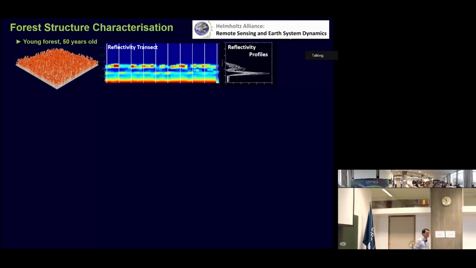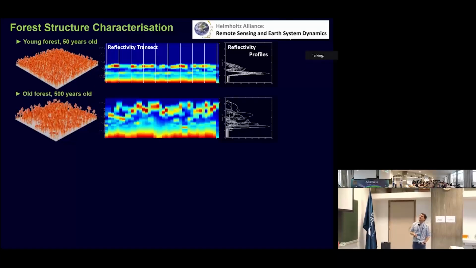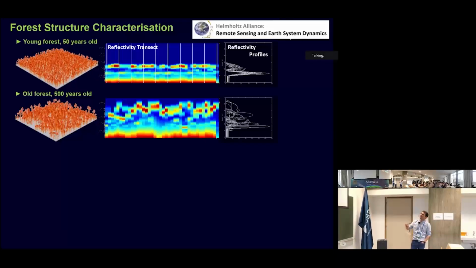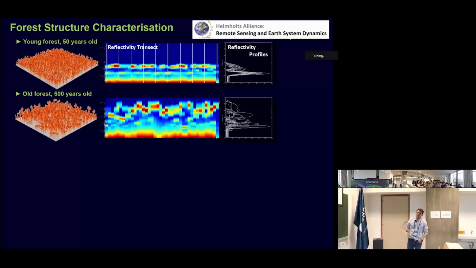All the profiles look the same. You don't have a lot of variability vertically, and you don't have a lot of variability horizontally. Then you take an old forest, something which is 500 years old, very developed. The situation here changes a lot. You can play the same game: you take squares of 100 by 100 meters, 1 hectare, and you see how your profile changes. In these profiles, you see that they change a lot vertically and a lot horizontally. Therefore you understand this is a very heterogeneous forest.